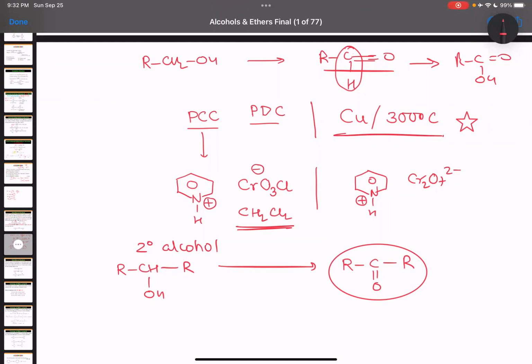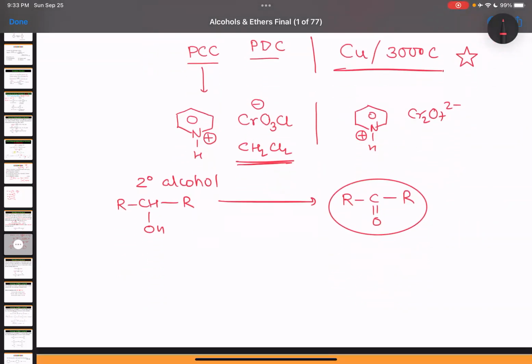So that is the problem why the ketones can't be oxidized, and that makes our work very easy, that we don't have to be careful about the strong or mild oxidizing agent, because whichever one you take, you will end up with ketone only. Clear? Yes, sir. So that's very important.